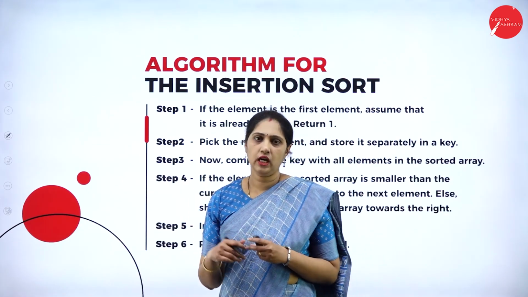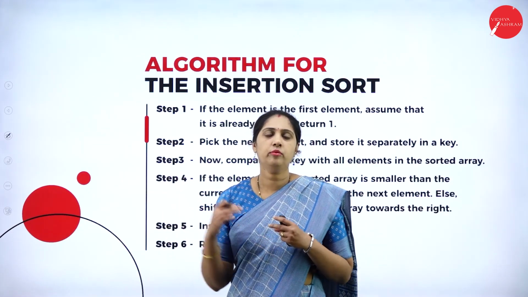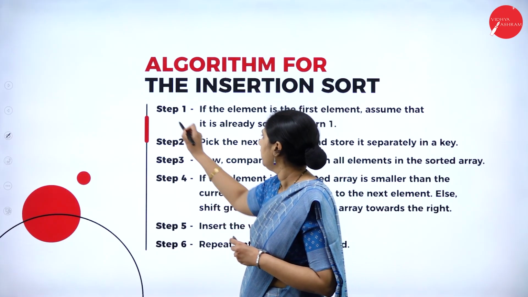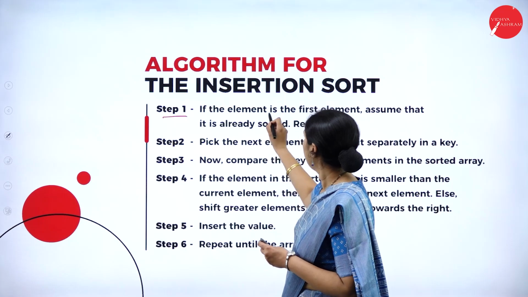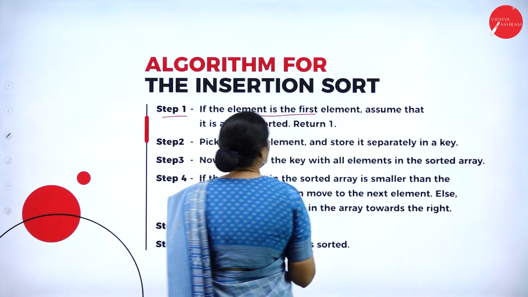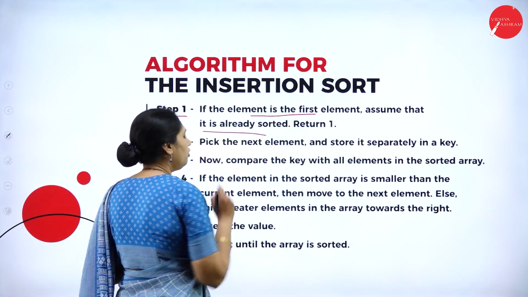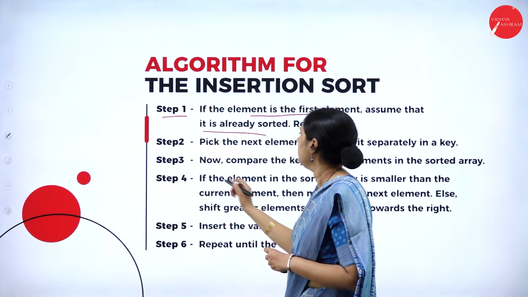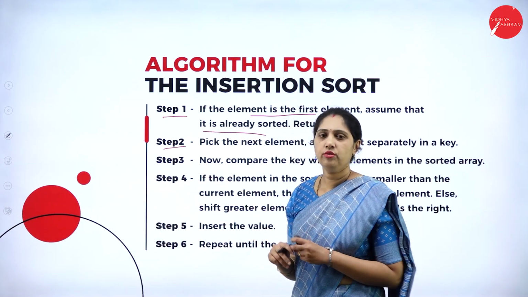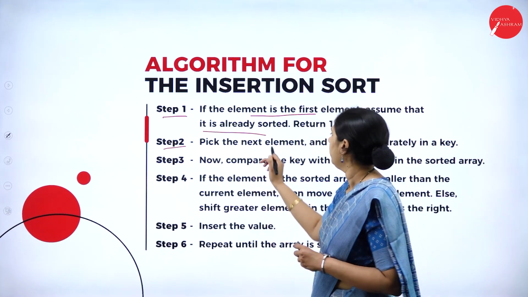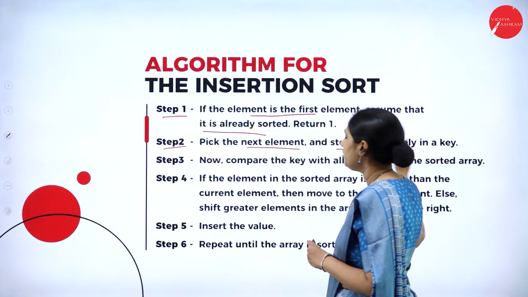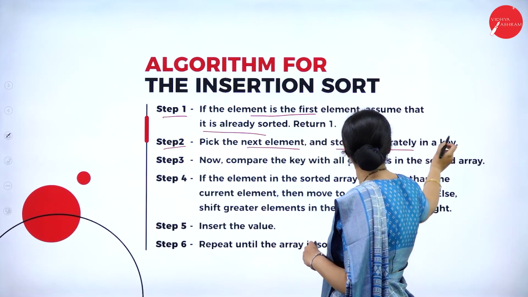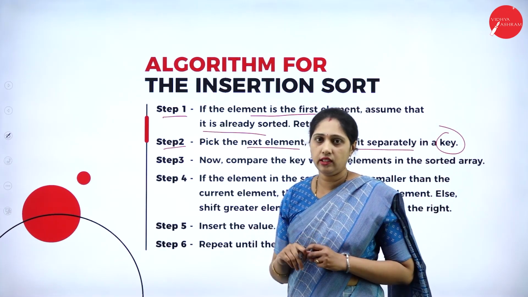So we'll go to the algorithm. What are the steps? We discussed the procedure. Now it's the steps to be taken. If the element is the first element, assume it is already sorted. We already discussed this in our initial state. Then step 2. What do we have to do in step 2? Pick the next element and store it separately. So the second element is picked. Store it separately in a key.